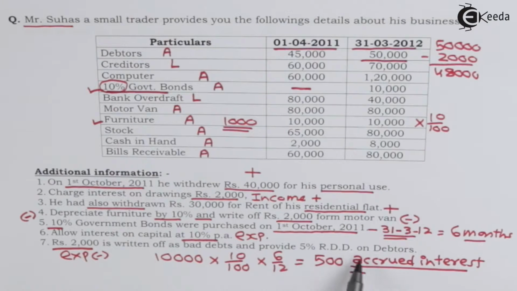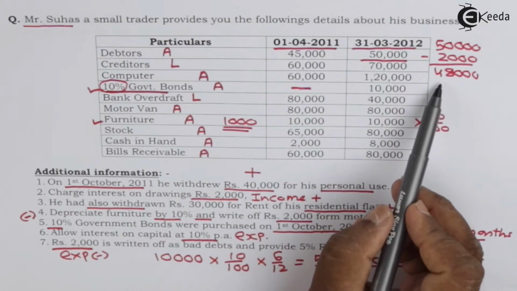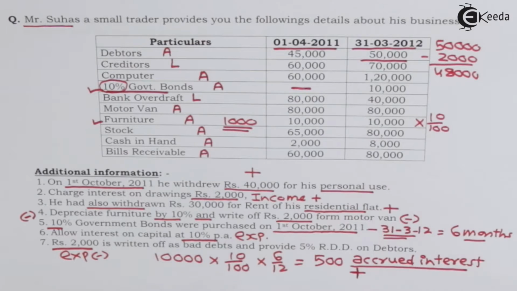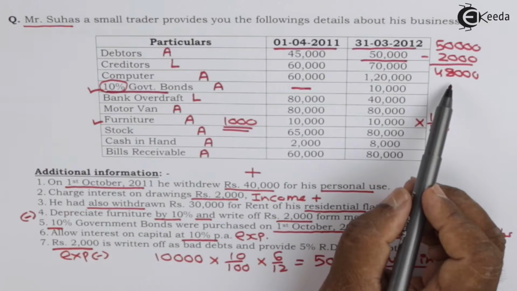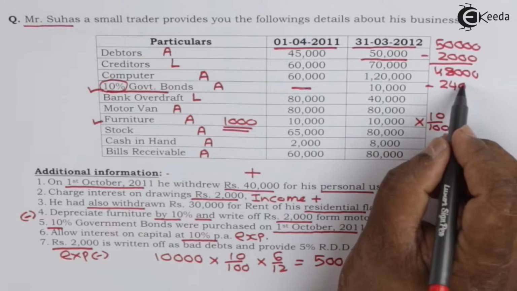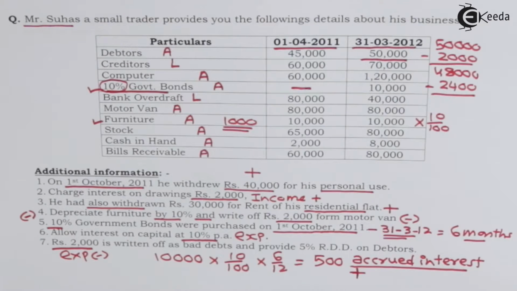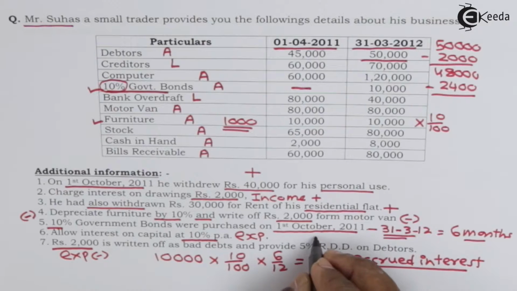And provide 5% RDD on debtors. This is new RDD. This will be calculated on 48,000. After deducting new bad debts, we have debtors now 48,000. New RDD 5% will not be calculated on 50,000. It will be calculated on 48,000. So new RDD 2,400. This amount of new RDD will be deducted as expense.